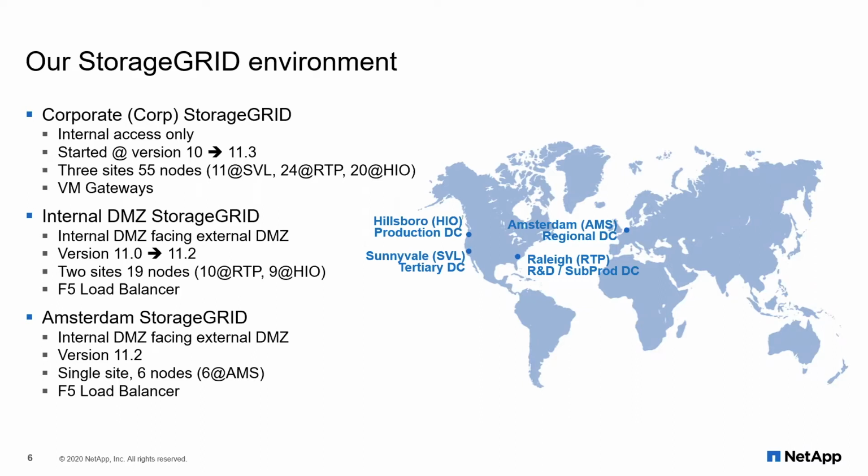For the internal DMZ, it is a 2-site grid because Sunnyvale is no longer considered a data center. This gives us 10 nodes in RTP and 9 nodes in HIO. Instead of using VM gateways, we started using F5 load balancer for endpoint access to the grid. Amsterdam is a smaller grid. It is a single site grid and is also in the DMZ with just 6 physical nodes. It is using the F5 load balancer there too.